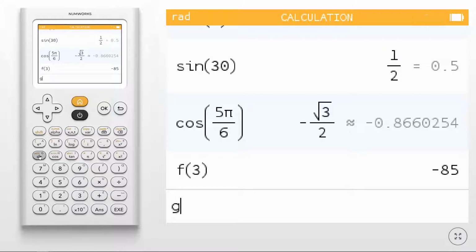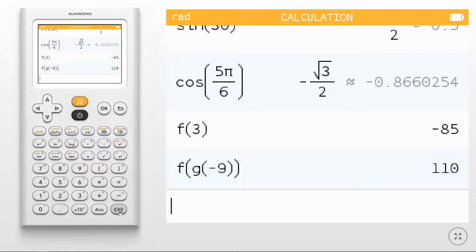So if I want to do g of -9, oh, let me just make this extra fancy. Let me go f of g of -9. If you don't know what this is, don't worry about it. You'll get to this in Algebra 2. That's 110. So that's a quick overview.